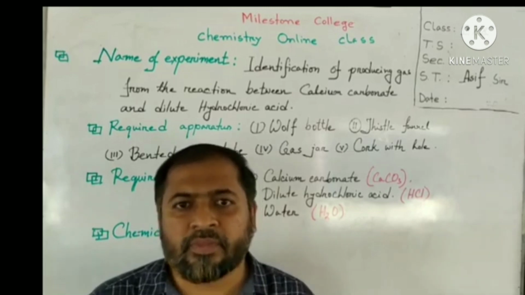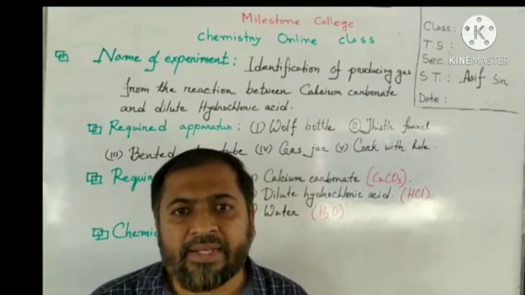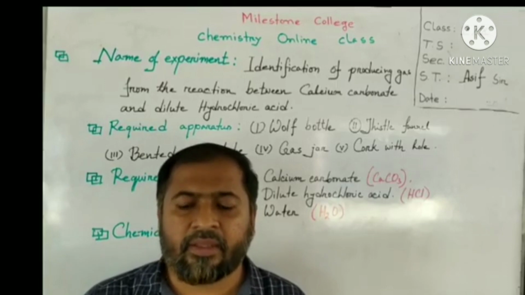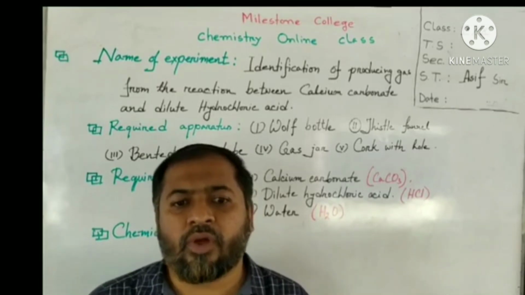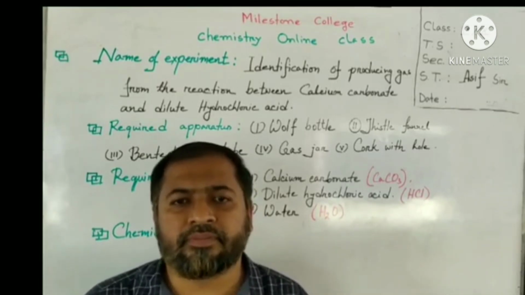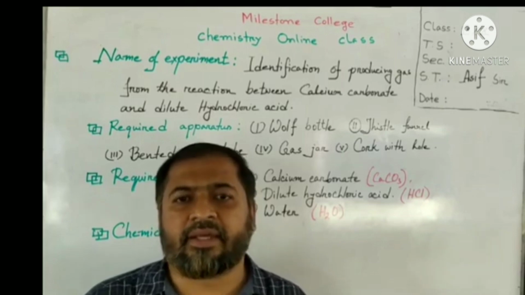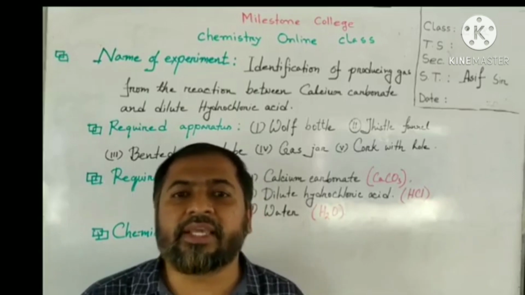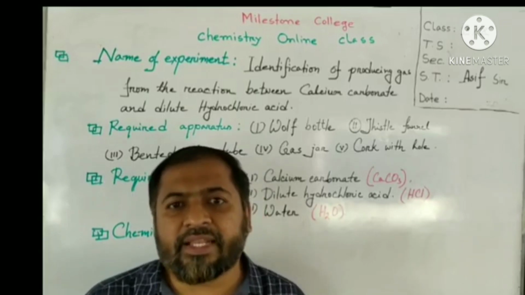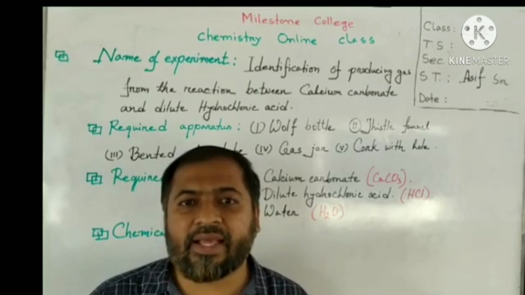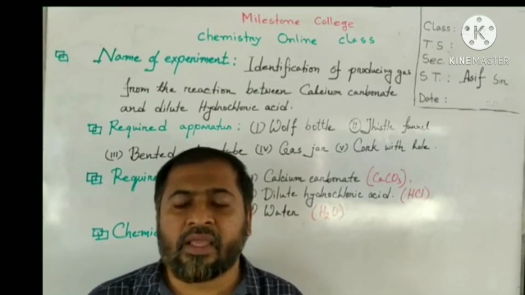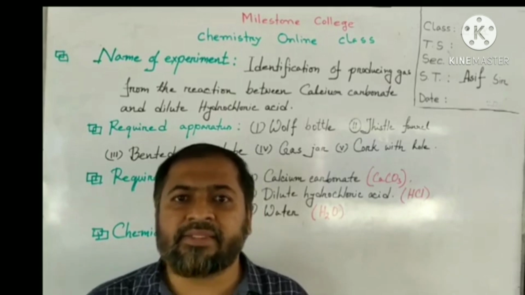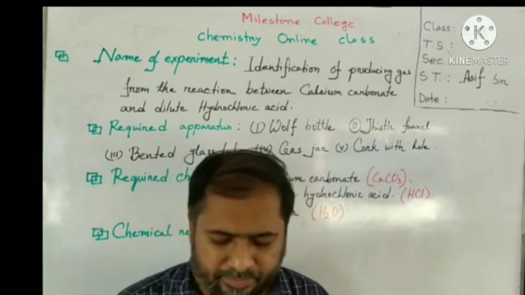Wolf bottle, thistle funnel, bent glass tube, cork with hole, spatula, wash bottle and a gas jar. And the required chemicals which we are going to use in this experiment are calcium carbonate, hydrochloric acid and water. Now I am going to show you the reaction which takes place in this experiment.